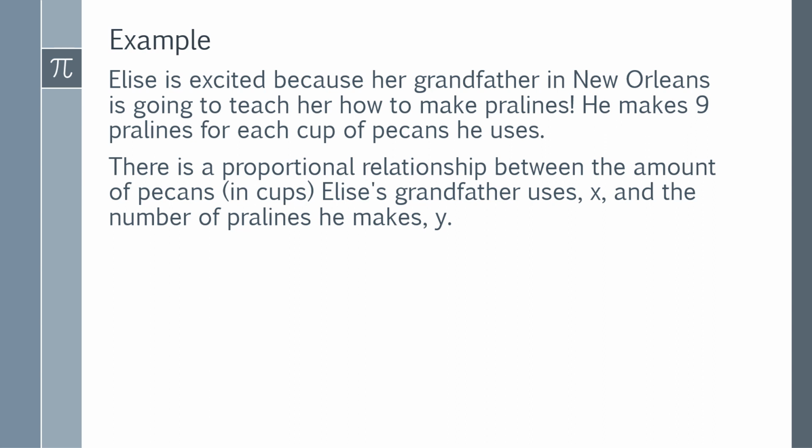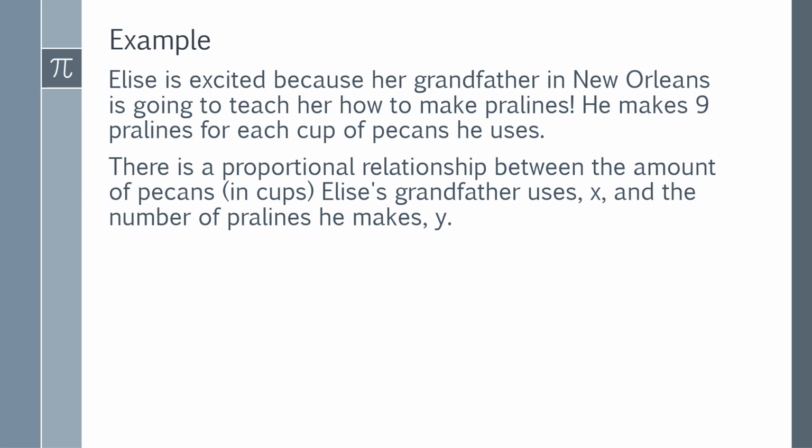All right. So Elise is excited because her grandfather in New Orleans is going to teach her how to make pralines. He makes 9 pralines for each cup of pecans he uses. There is a proportional relationship between the amount of pecans in the cup that grandfather uses, x, and the number of pralines he makes, y.